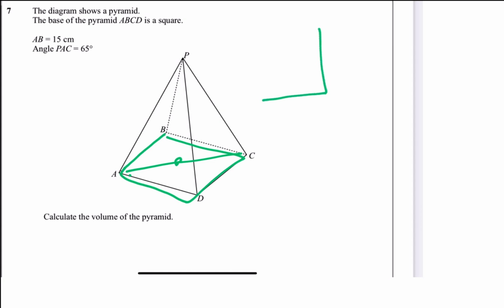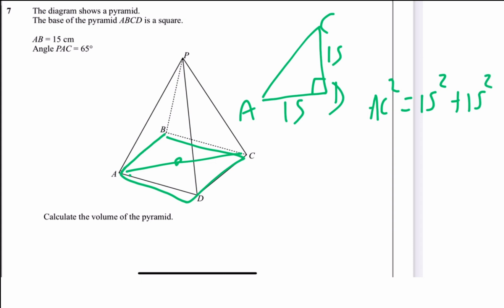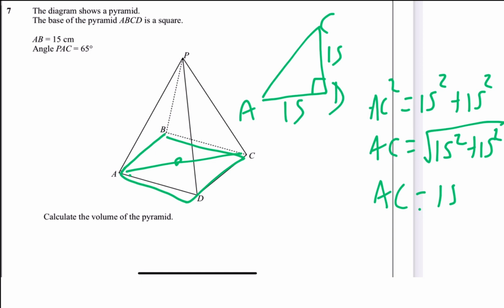So we've got a right angle triangle. Let's use A, C, and D. We know we have a 15 by 15. It's a right angle triangle, so we're going to use Pythagoras. So AC squared is equal to 15 squared plus 15 squared. Therefore, AC is equal to the square root of 15 squared plus 15 squared, which is 15 root 2. But we want the middle. Remember, the middle we'll call M. So AM to the middle is equal to 15 root 2 divided by 2, which is equal to 10.6.